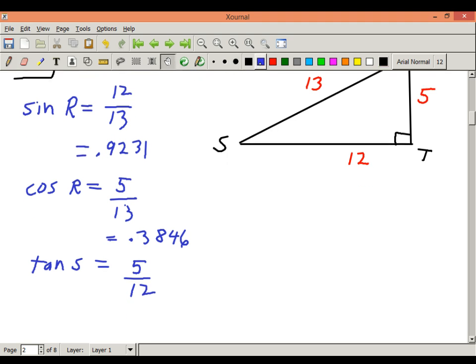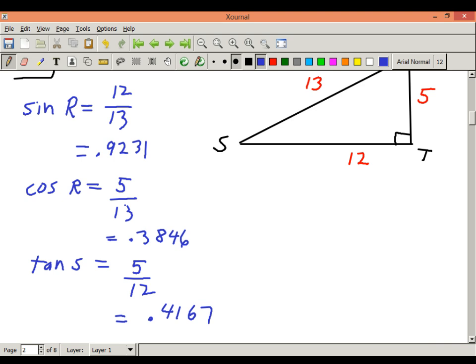And then again, if we want a decimal for that, we can just go ahead and divide 5 by 12. So 5 divided by 12 is 0.4167, rounded off. Okay, so there's your first examples of using the trig ratios in a triangle. We're going to have more coming up, but that'll get you started on that.